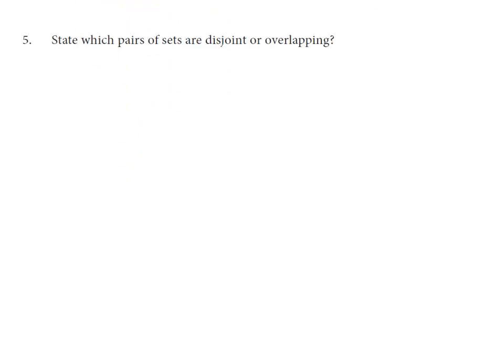Next one, state which pairs of sets are disjoint or overlapping. Disjoint means we don't have any common elements in those 2 sets. Overlapping means one or two elements are the same in the 2 sets, that is overlapping.